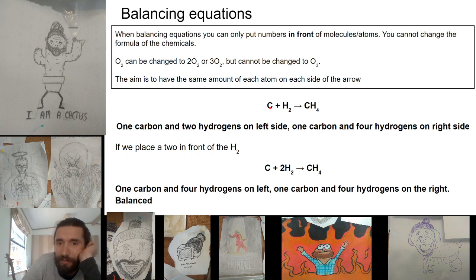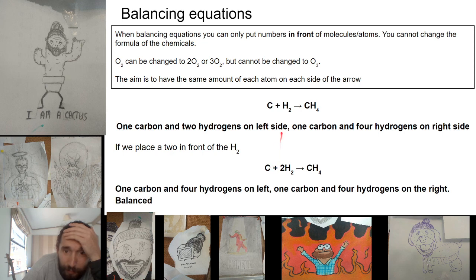So here's my example. Here I've got an unbalanced equation. I've got one carbon on the left, one carbon on the right. Two hydrogens on the left, four hydrogens on the right. So at this point I've got more hydrogens on that side than that side. If I want to have the same amount of hydrogens on each side, and I can only put a number in front of one of my reactants or products, I can put a 2 here.